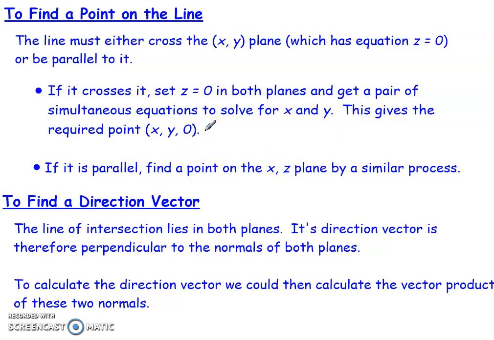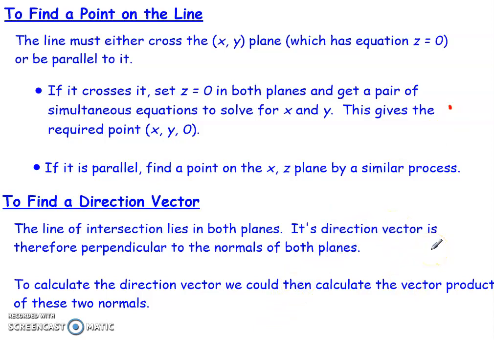If it's parallel, what we have to do is find a point (x, 0, z) on the plane using a similar process. We would set y equal to 0. More often than not, this is not the case, and this is what we're going to look at in our example in the next area. The second thing we have to do is find the direction vector of the line.